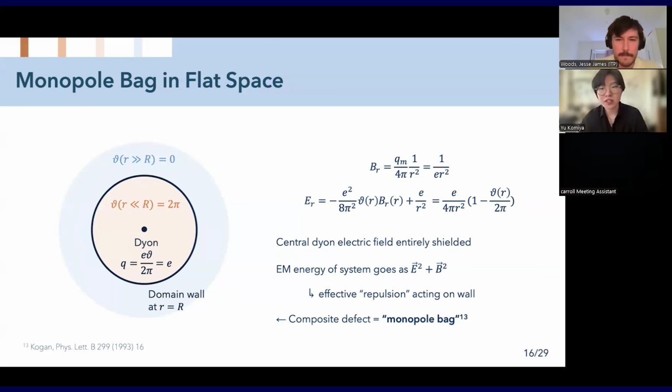In the far field, the object behaves like an overall dyonic state, and we have a very standard set of equations. But in the small field, within this domain wall region where theta is still 2 pi, give or take, there should be no electric field. Okay, so it's just magnetic inside. Yes. So the electric charge coming specifically from the dyon in the center is perfectly screened by the axion domain wall. Okay, thank you.